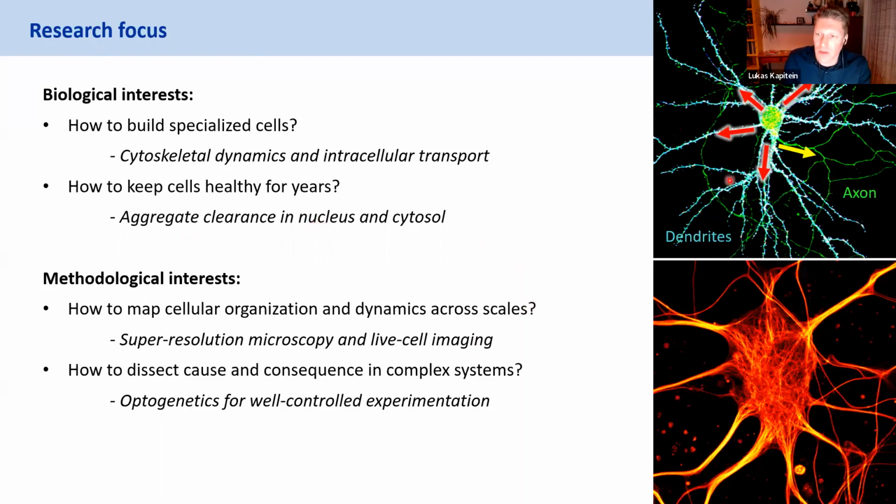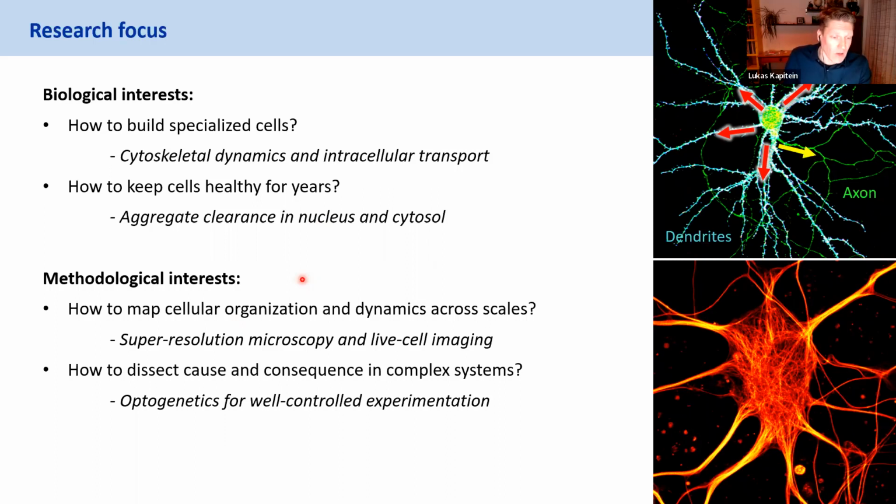Because in order to understand how the cytoskeleton, the microtubule network, guides motor proteins to specific destinations, we really need to map them at a very precise resolution. And so we're spending a lot of our time in developing new tools for super-resolution microscopy, but also for live cell imaging to really map cellular organization and dynamics across scales.